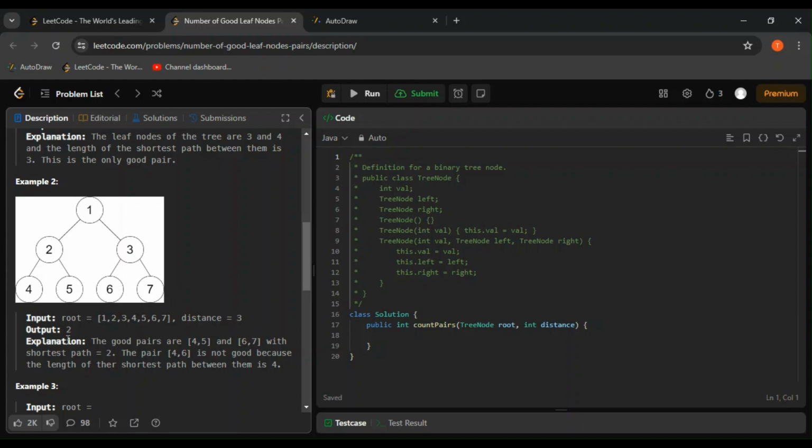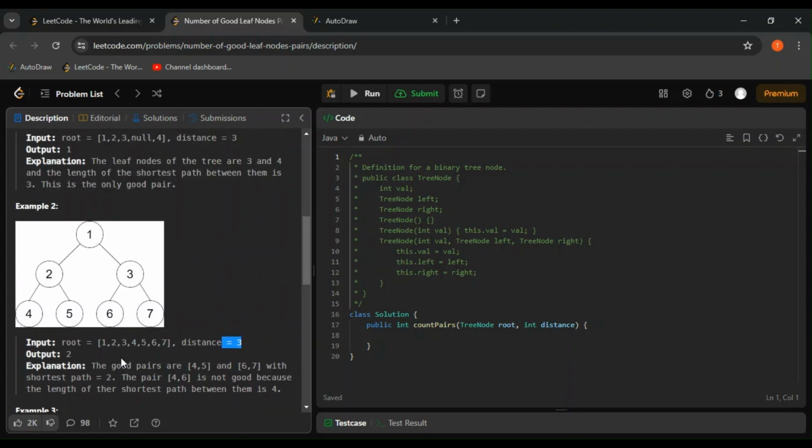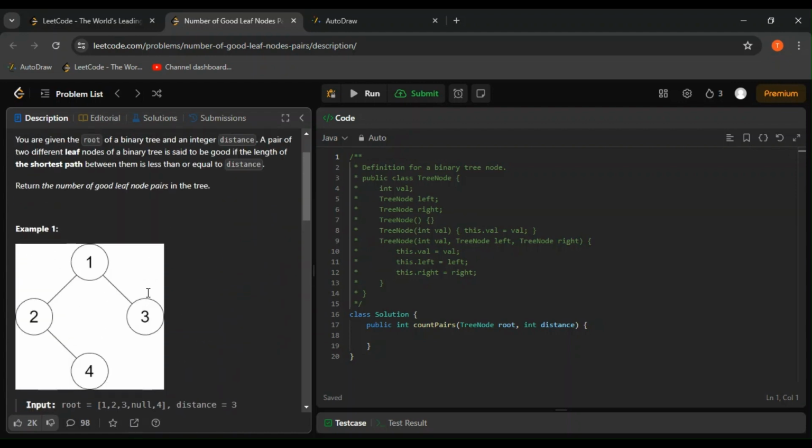So I can put two for loops, and I can find the lowest common parent of both of these. So for 4 and 5, lowest is 2. What is the distance between them? The path is 2, so 1 and 2. Now next is, let's say, 4 and 6. What is the distance between them? Lowest common parent is 1. Distance is 1, 2, 3, 4. 4 is not less than 3, so we ignore that. So 4, 5, and 6, 7 are the only answer. Correct. Here distance is 3, output is 1.